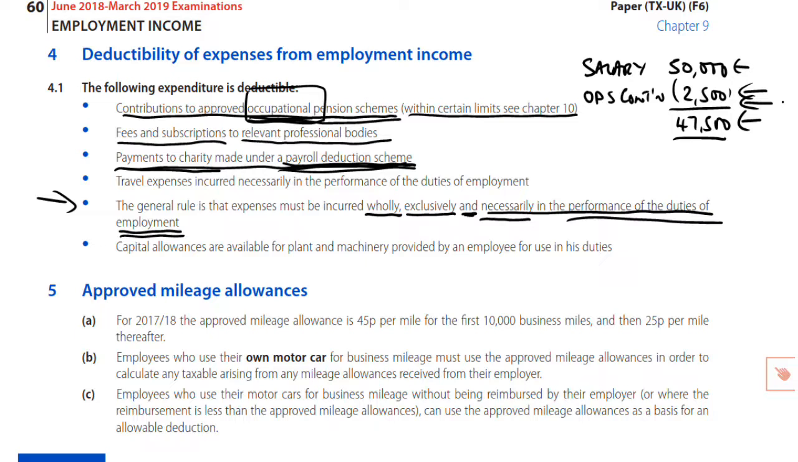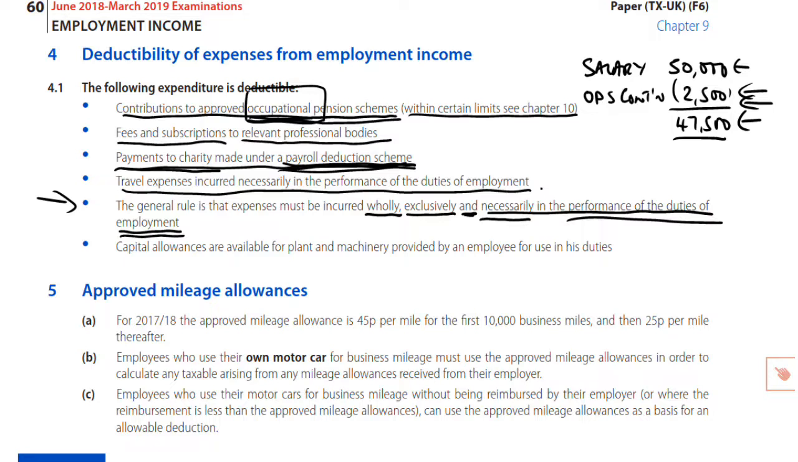Other possibilities where, again, I think pretty obviously there will be an allowable deduction if you incur travel expenses necessarily in the performance of the duties of employment. Now, again, you'd expect probably, of course, that those expenses that you have incurred would be reimbursed by your employer. You wouldn't be expected to personally incur them. If you have, then they are an allowable deduction against your employment income. But more usually what we would see is that you have been reimbursed those travel expenses by your employer.